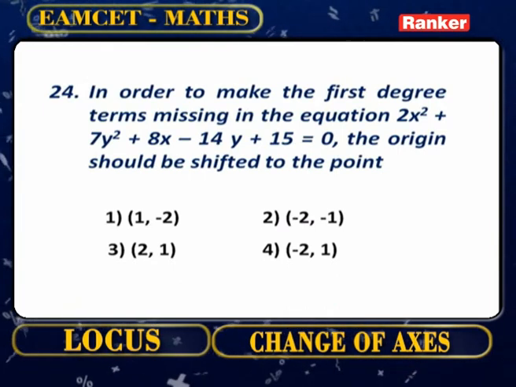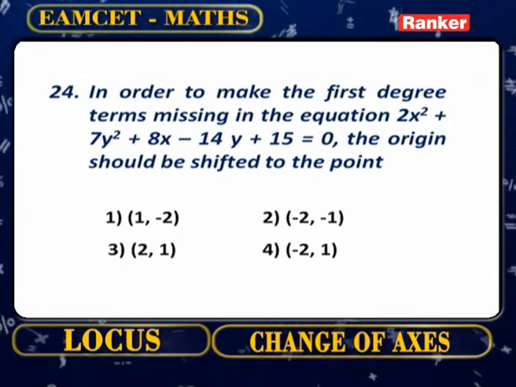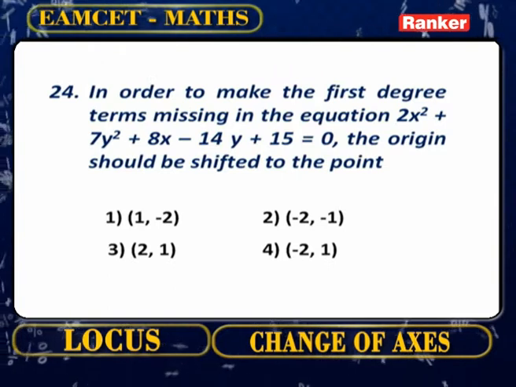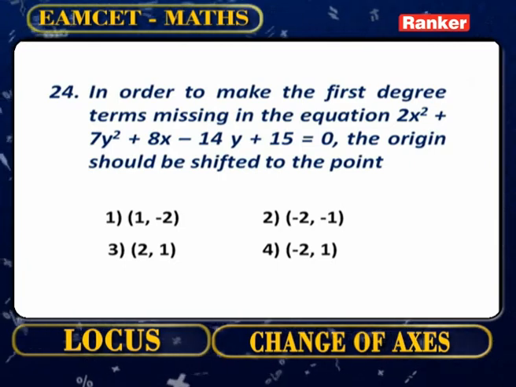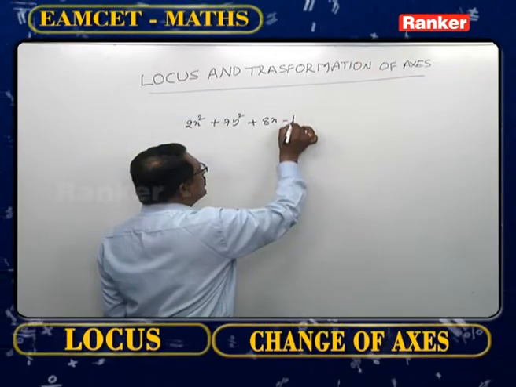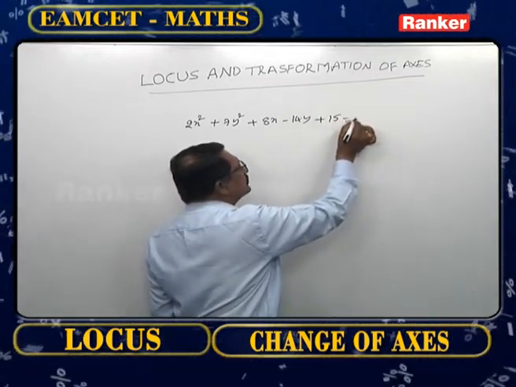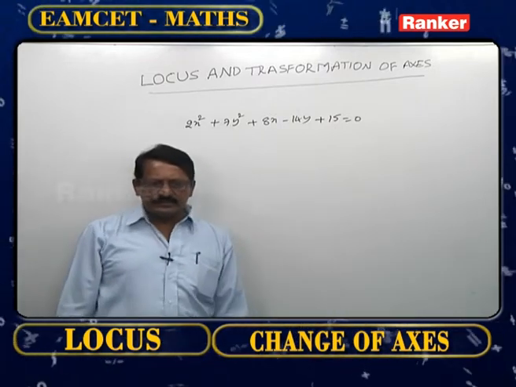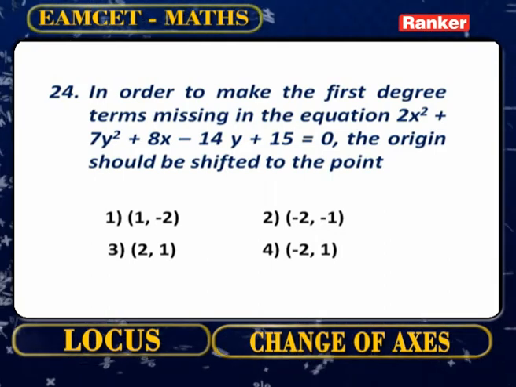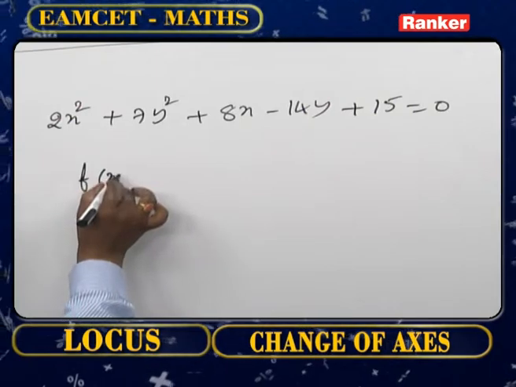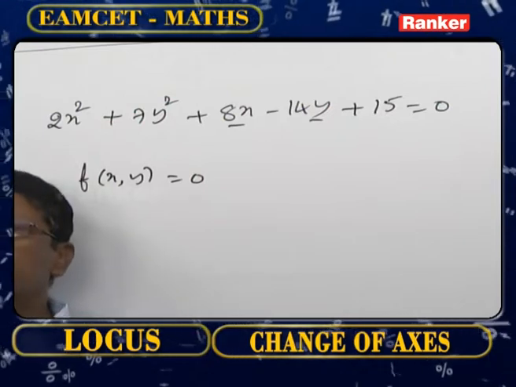In order to make the first degree terms missing in the equation 2x² + 7y² + 8x - 14y + 15 = 0, the origin should be shifted to which point? Now, the given equation is f(x, y) = 0. In this, the first degree terms are missing, so we require the new origin of the system.